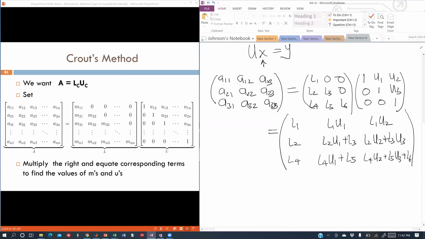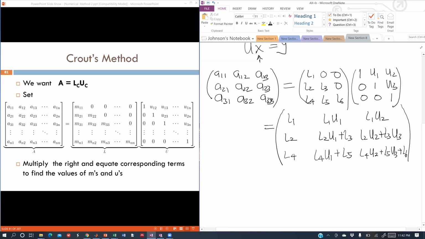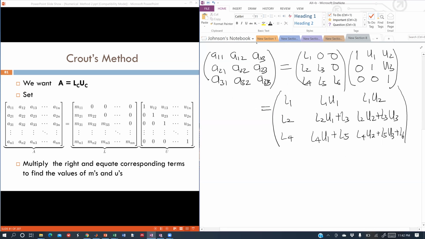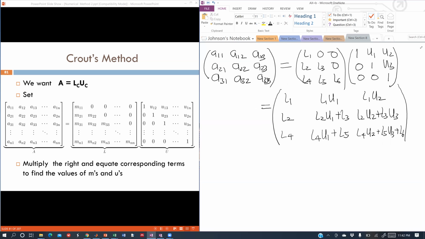So this is our product of the two matrices on the right. Now, just as in the previous case, L1 will be equated to A11, L2 will be equated to A21, and L4 will be equated to A31.